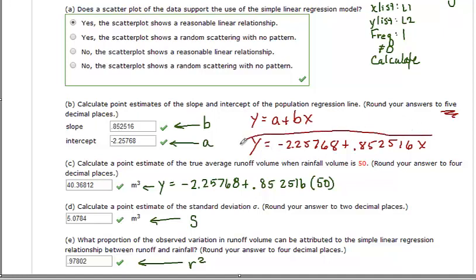Some of the problems are going to ask you to write it like this and ask you to round it to 2 or 3 decimal places, whatever it is. Watch the decimal place thing, though. I did what they said on the rest of that. Then the next one just wants you to plug in a 50 for x, and then crunch the numbers.